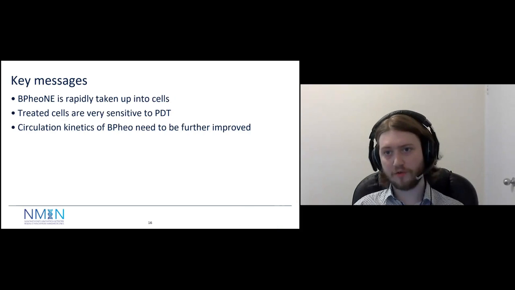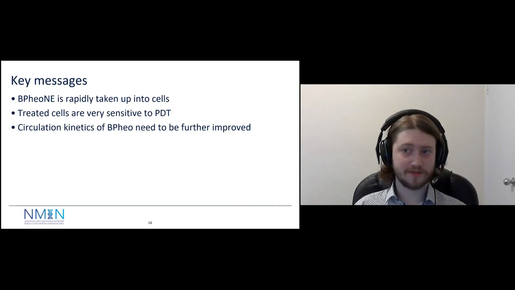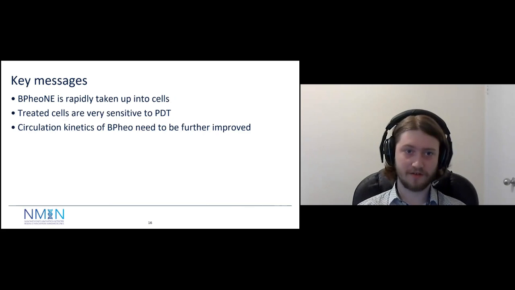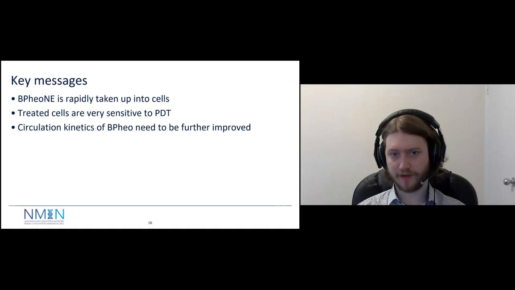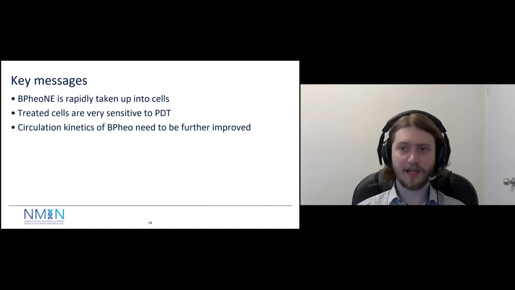And just before we go, I would like to leave you all with a few key messages. The first is that Bacteriopheophorbide nanoemulsions are really rapidly taken up into cells. Once they've been taken up into cells, they're very sensitive to PDT. The only issue is that the circulation kinetics of Bacteriopheophorbide need to be further improved. However, as I mentioned, there are many ways that we can go about this.